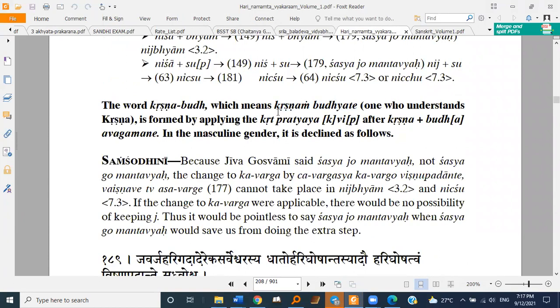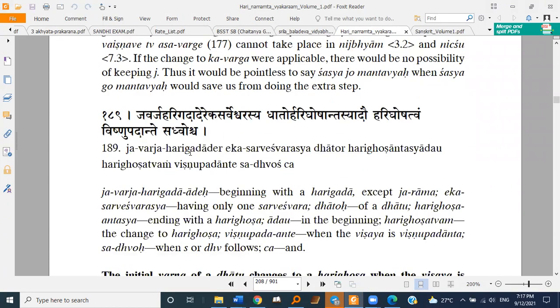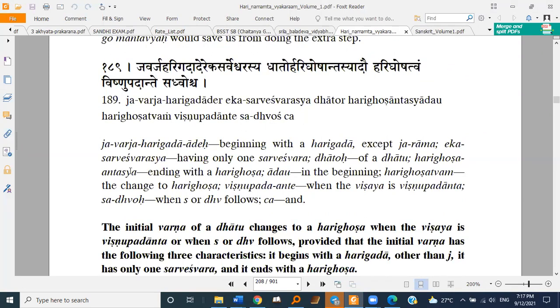Krishnam Buddhyate. So here we have this sutra. Quite long but very interesting sutra. I like this sutra very much. Javarja Harigadadir एक सर्वेश्वरस्य धातोर हरिघोषान्तस्यादौ हरिघोषत्वं विष्णुपदान्ते सद्घोषश्च.